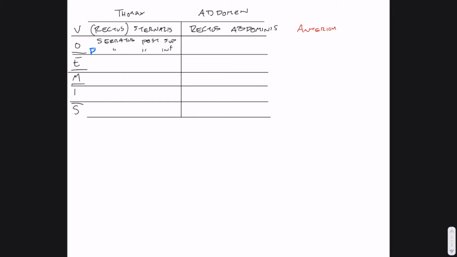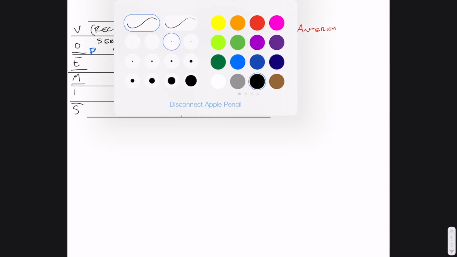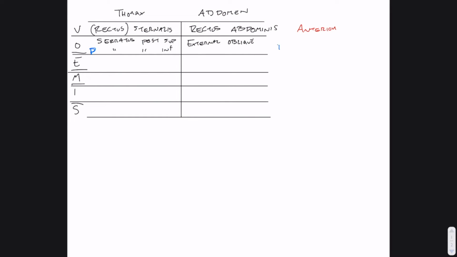As we get into the abdomen, we're going to have a muscle called the external oblique. This wraps around from posterior to anterior, and it's in the abdomen, which has a really simple blood supply. So for now, I'm just going to put that's a posterior supply.